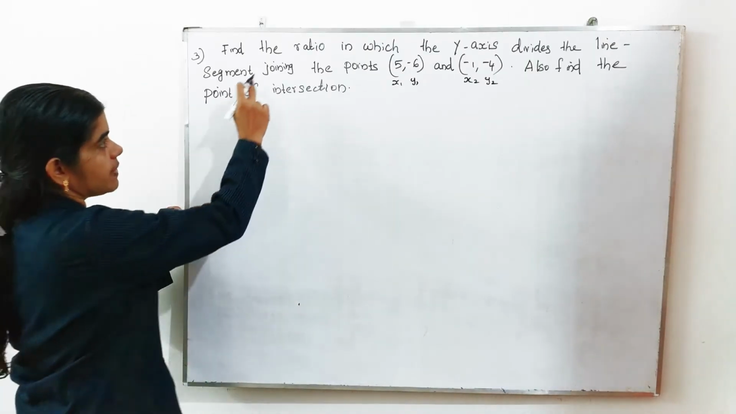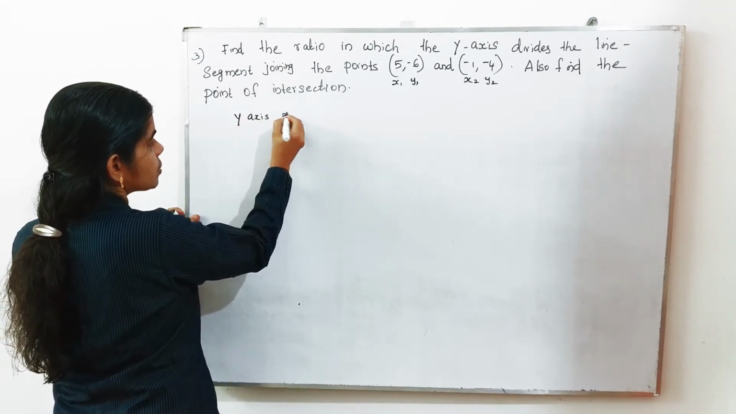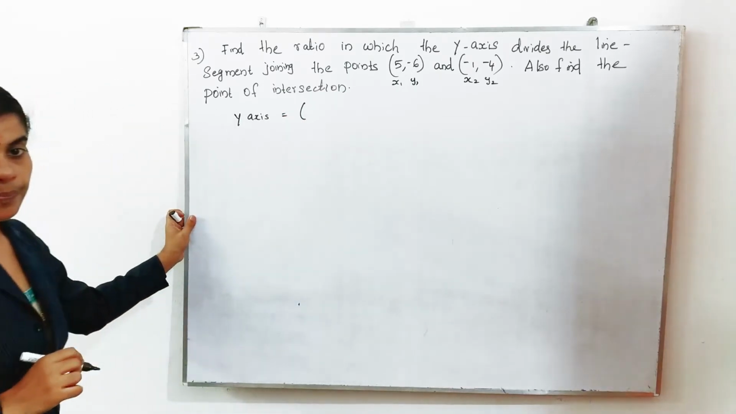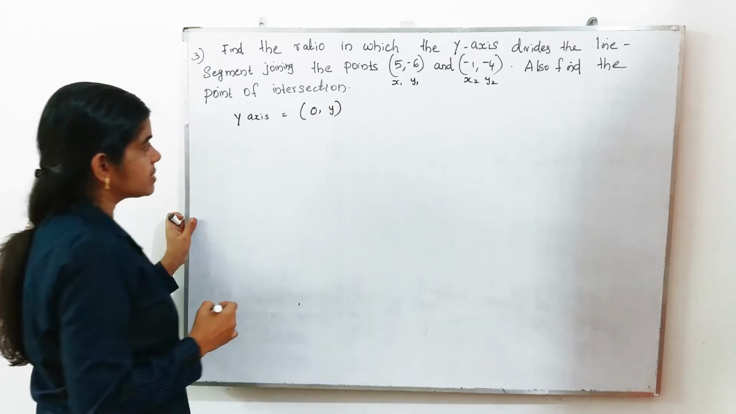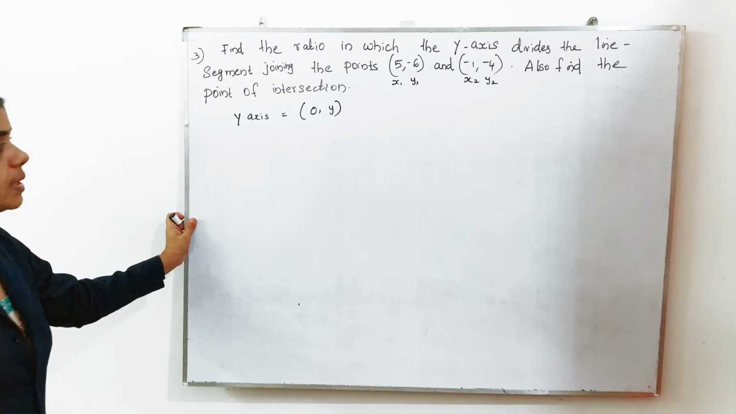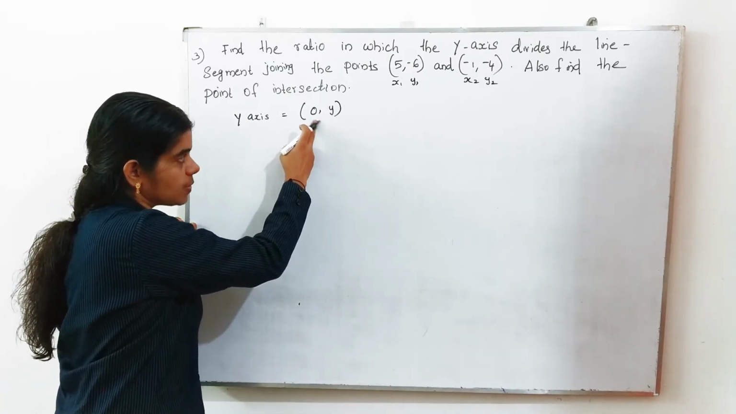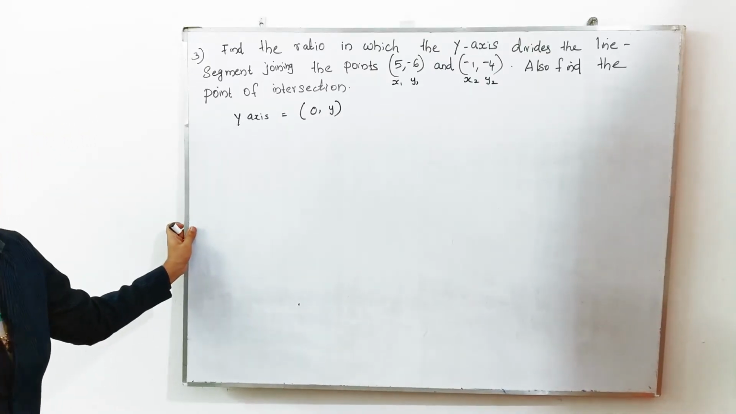It is divided. Find the ratio in which the y-axis divides. On the y-axis, the x coordinate will be 0, so the point will be (0, y). Y-axis means the x coordinate is 0. So the coordinates on the y-axis will be (0, y). Find the ratio in which the y-axis divides.